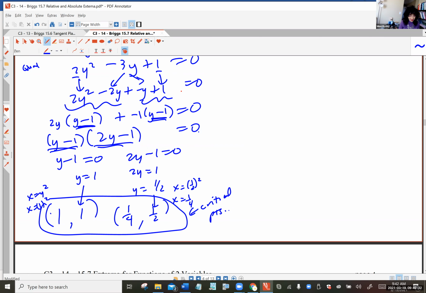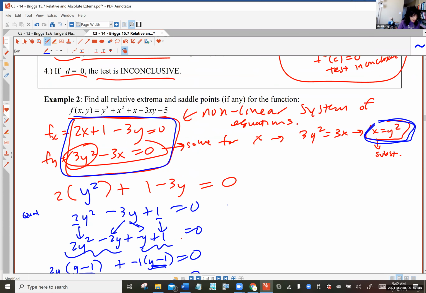Yay. Now, are those maxes or mins? We don't know. You don't want to guess. And they might be neither. They may be a saddle point. So you have to do some more work. Well, what kind of work? You have to perform the d-test.